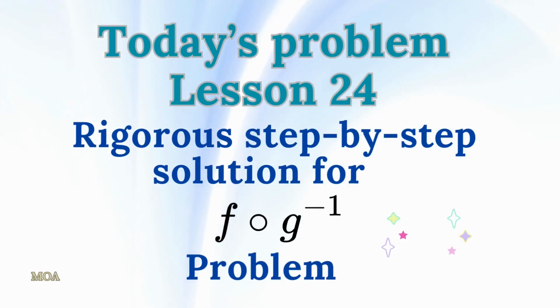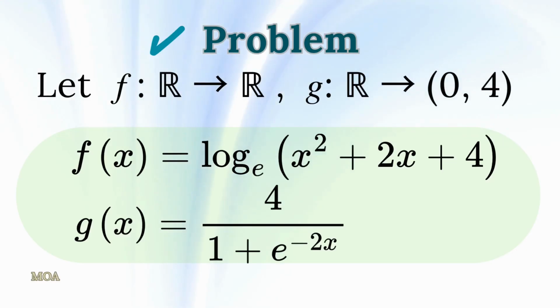In Lesson 24, we present a rigorous, step-by-step solution to a problem involving the composite function f composed with g inverse. We first define this composite function, then find its derivative, and finally evaluate that derivative at x equals 2. In this problem, let R denote the set of all real numbers.